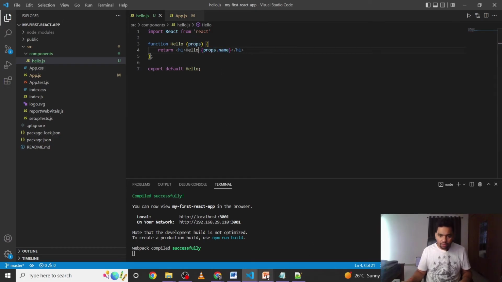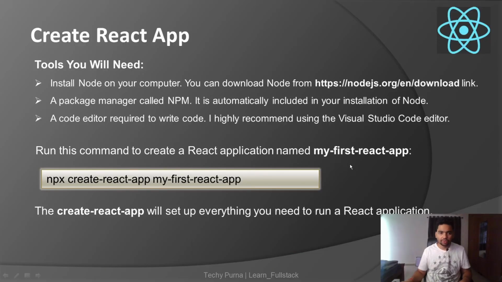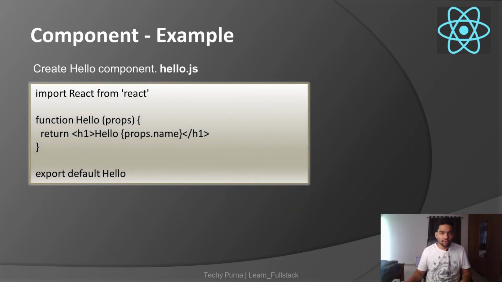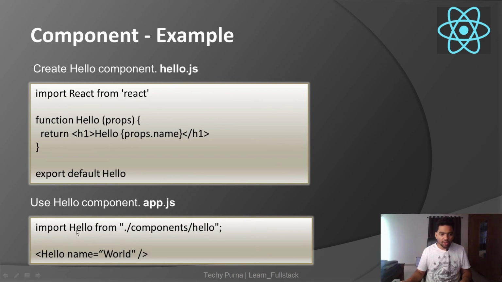Okay, so let's come to the PPT. Let's talk about our Hello component here. This is how our Hello component looks, and how I have used that Hello component in app.js: I imported Hello from this particular JS file, and I passed a property called name, and the value is world.